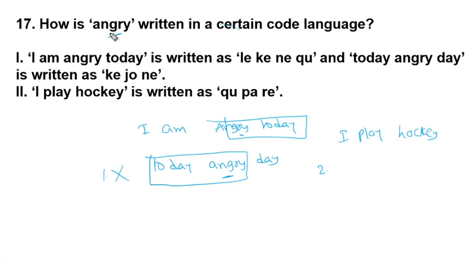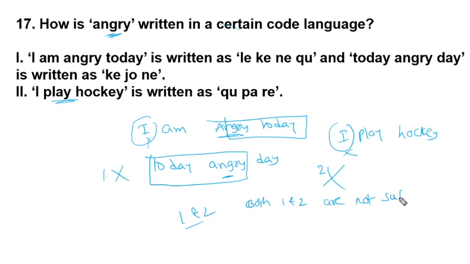Do I have any keyword like angry in the second statement? Means no. So two is also not sufficient. So basically both one and two are not sufficient. But if I club one and two, I'll be getting only one keyword, which is nothing but I. But I don't want for I, I want for what? Angry. So what will be our answer? Means both one and two are not sufficient to get the answer. Very easy.